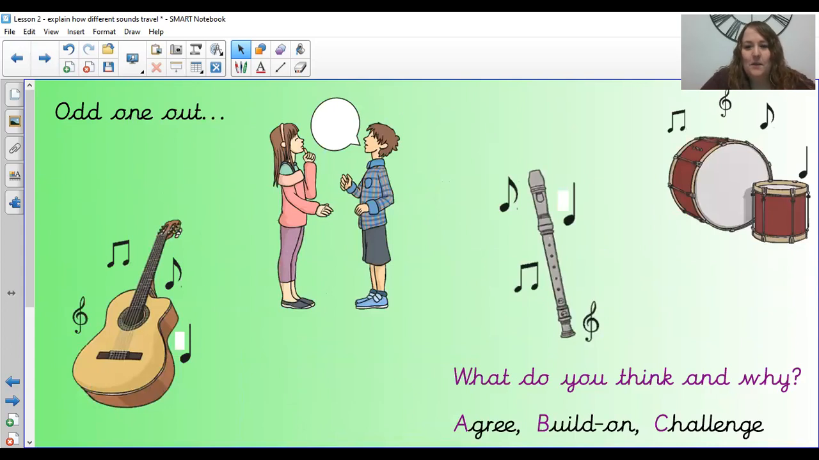Okay, we're going to start with our odd one out today. There are 4 pictures. Which one do you think is the odd one out? There's a picture of a guitar, a girl and a boy talking, a recorder, and a drum kit. Which do you think it is and why? Is there only one answer? Think about which ones it could be, because there's not just one right answer, but think about the reasons why you think it. Again, pause the video here if you need a little bit longer.